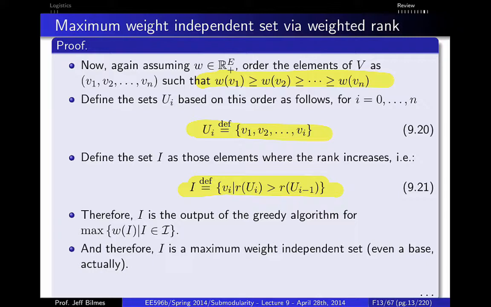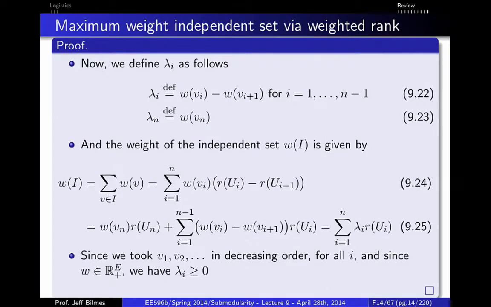It sorts in descending order, and then considers each item, and every time the rank increases, you include it until you get a base. That gives you the maximum independent set. It's a greedy algorithm. Then we just switch. We can write the weight of this thing in this way, because of the way we've chosen that particular order. It's a difference of ranks, and the difference of ranks is going to be either 1 when we've chosen the element, or 0 if we've not. Then we just organize the sum differently, and we've got the sum of weighted rank functions. Everything is non-negative.